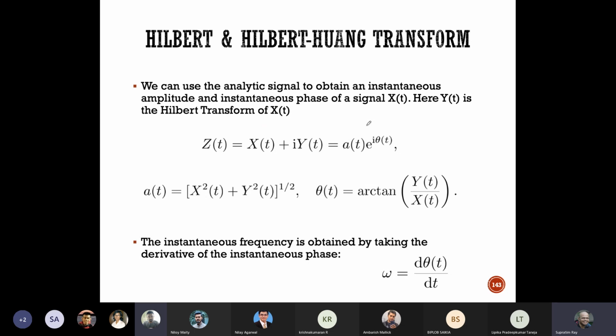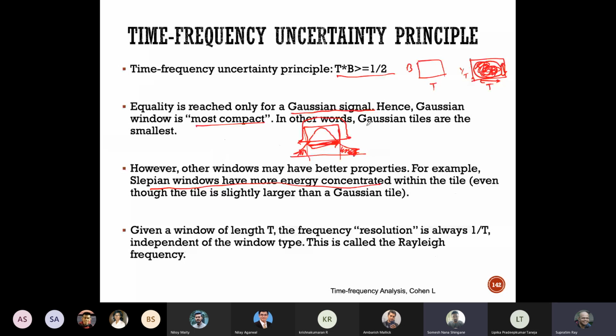Sir, just the previous slide. So that means that the Gaussian tile should have at least a minimum area of 1/2. Yeah, it depends on what you mean by area now. If the area is defined like this, T multiplied by B, where this is the standard deviation and this, so for a Gaussian, it is half. Yes.